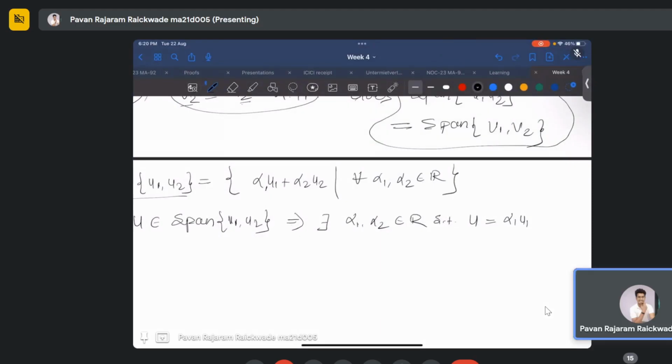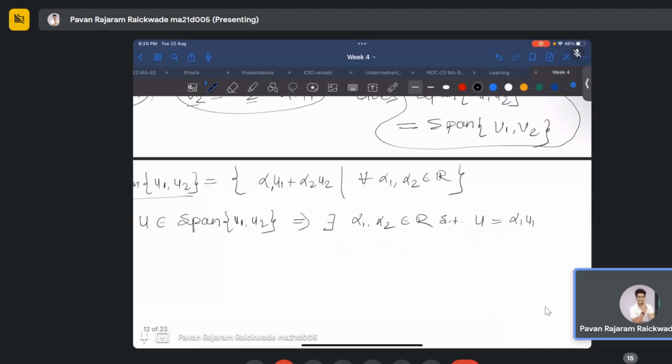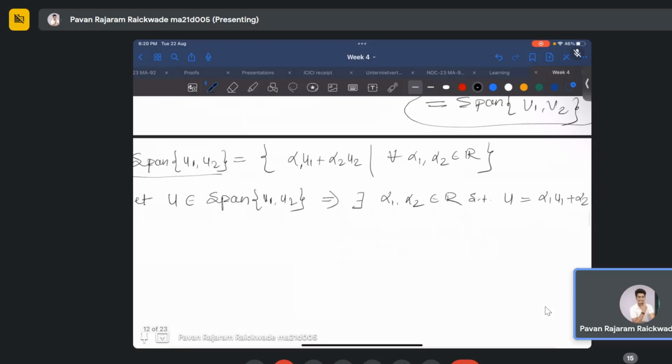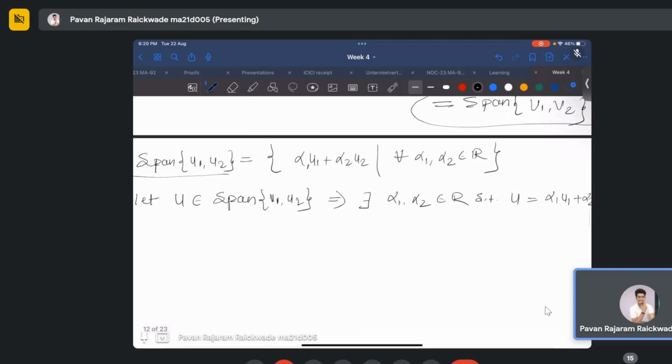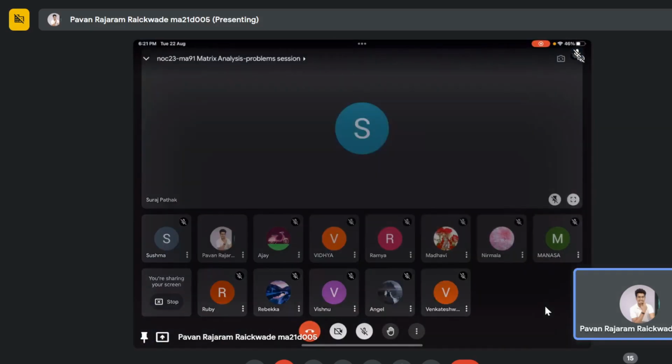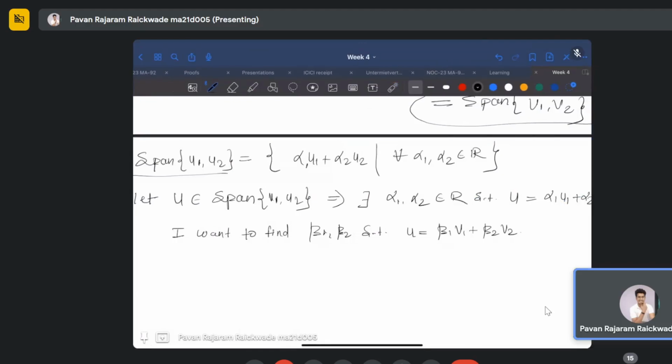Yes, sir. Okay. So now you can write that U as a linear combination of U1 and U2. The question is, can I write this U as a linear combination of V1 and V2? So I want to find new scalars beta 1, beta 2 such that U equals beta 1 V1 plus beta 2 V2. Just give me a minute.